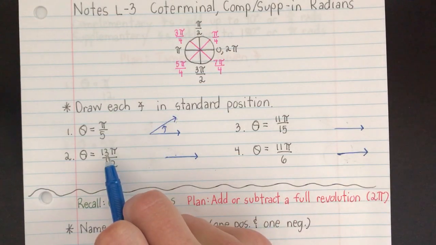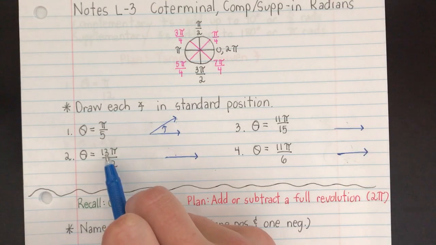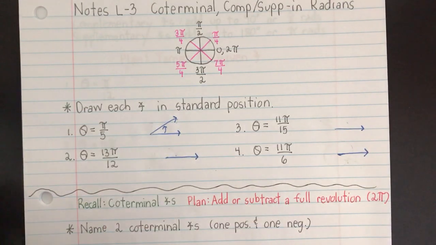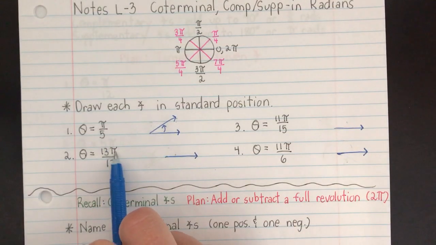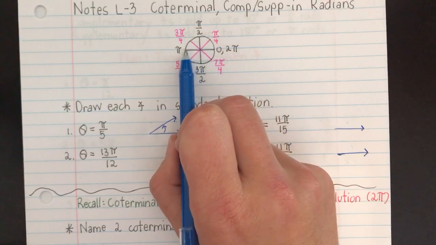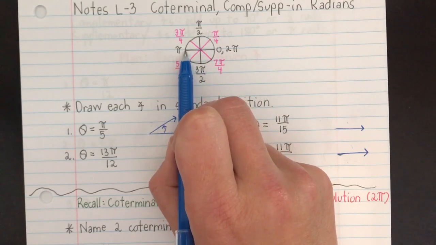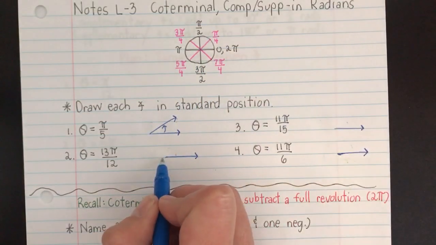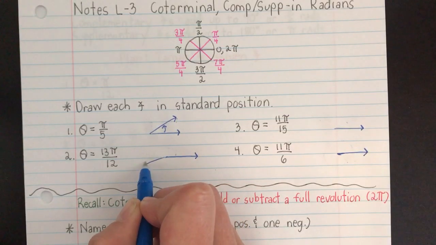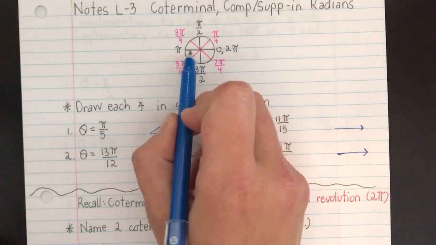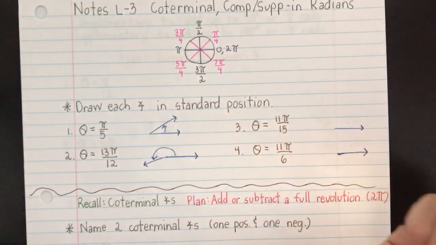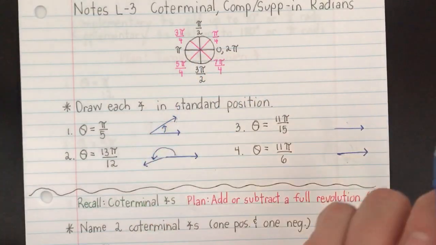Okay, if I want to draw 13 pi over 12, well, think about how many times does 12 go into 13? So 12 goes into 13 one whole time with 1 left over. So this is like 1 and 1/12 pi. So we've got a full 1 pi, but then a 12th more. A 12th is a very, very small amount. So it's just a little bit more than that pi radians. So remember that pi is here, so it's just a little bit more. Definitely not quite to there.